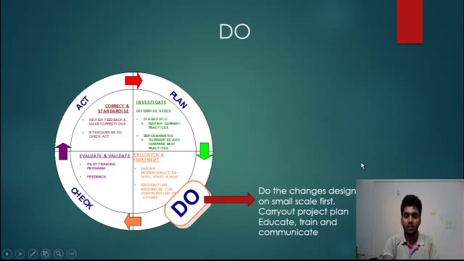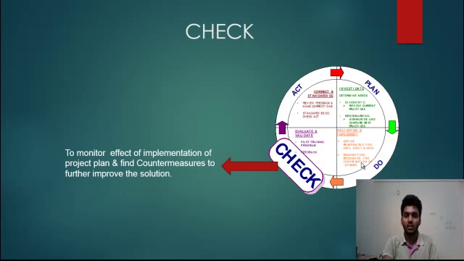And the do phase. In the do phase, the changes that are designed in the plan phase are implemented on a very small scale only, because this may cause problems to the batches if they are produced on a large scale. So they educate, train and also communicate among the workers in the do phase.